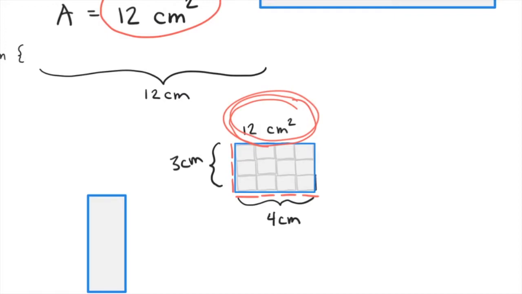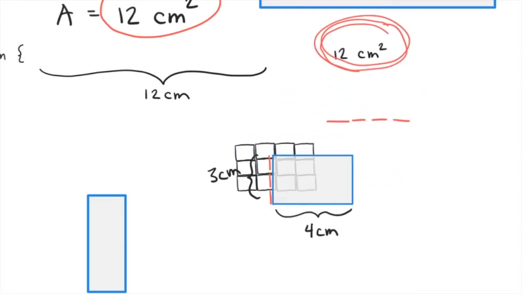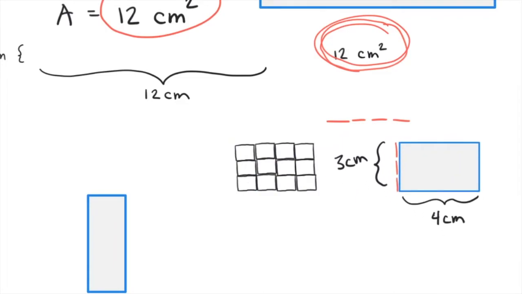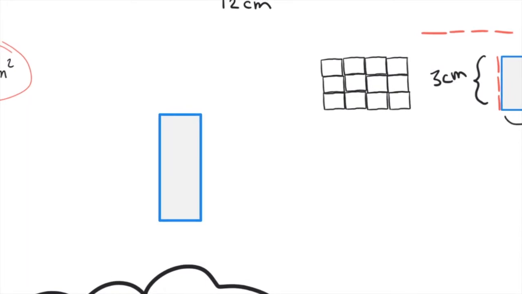Let's do one more. I'm going to move this over to free up my square centimeters again. And let's look at this rectangle. And again, I'm going to promise you that it as well is equal to 12 square centimeters. Let's see if I'm right as I move these 12 inside this rectangle.